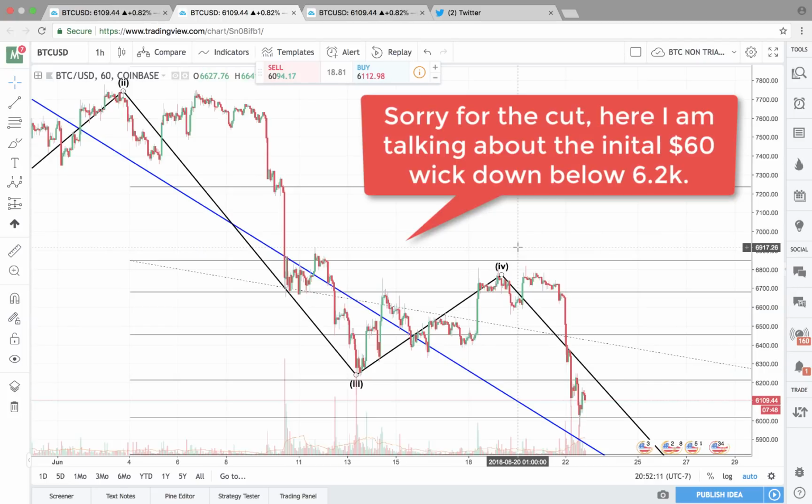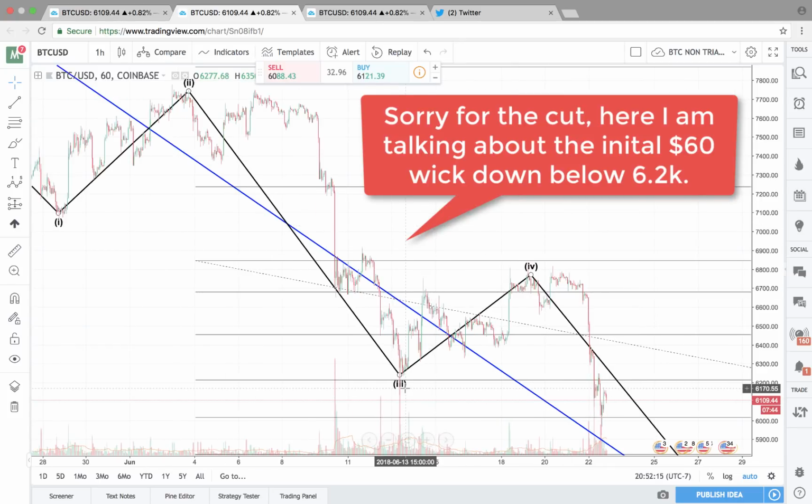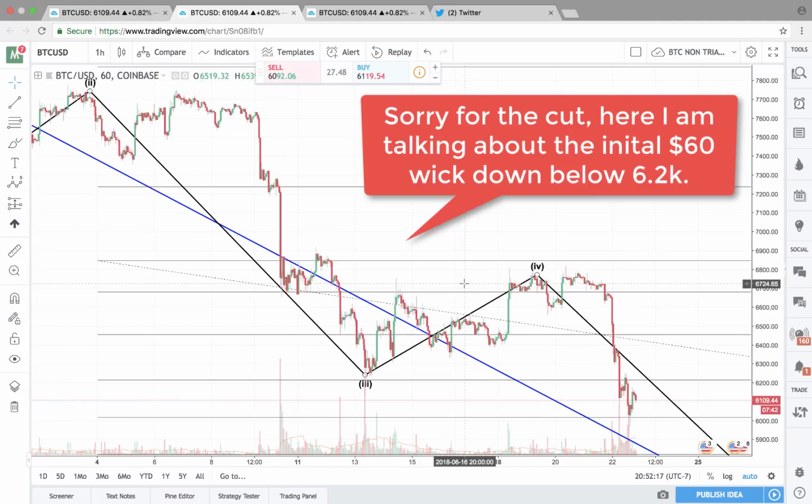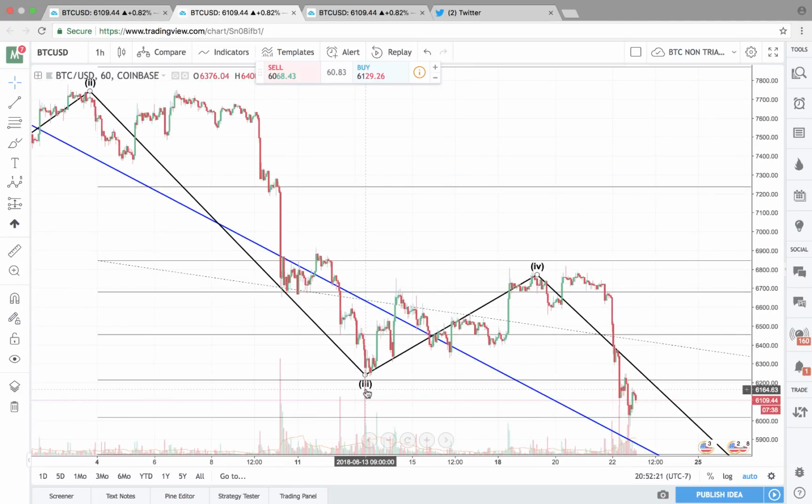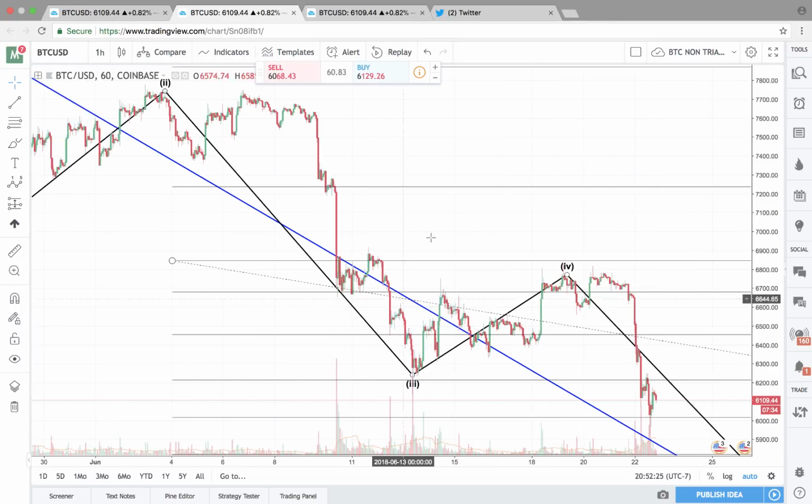And the fact that we wicked down only $60 lower than the count made me question whether or not that was something that's excusable. Bitcoin is a highly leveraged market, so maybe a quick wick down that happened within 5 minutes would not invalidate the count. At least that's what my train of thought was. And so I was kind of holding out hope that, okay, maybe this count isn't invalid yet because I didn't see much else. And then we got this little bounce here.